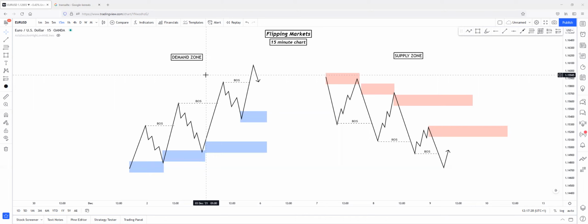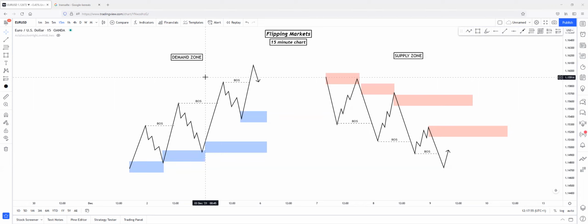Okay, move on. It has to break structure or change character. We'll talk about change of character in the entry unit. And finally, it has to create or collect liquidity. So we have three criteria for a supply and demand zone. Please grab a piece of paper and write it down, because it will be very important in the future to write these three criteria down, because you'll be able to identify the zones based on these three criteria.